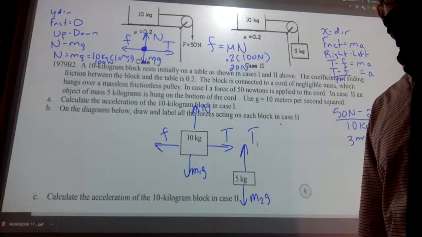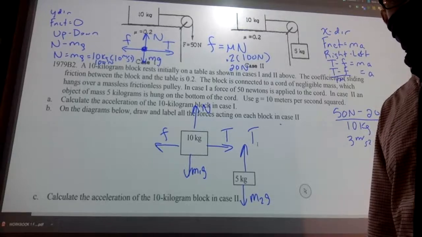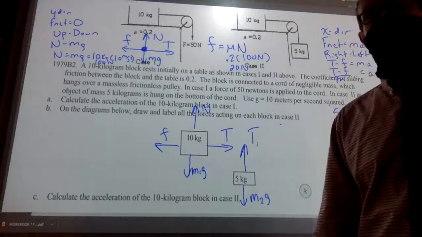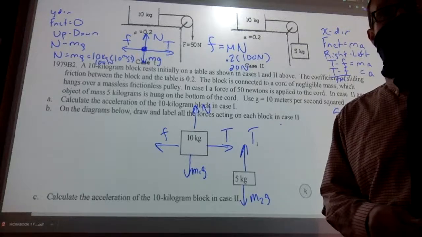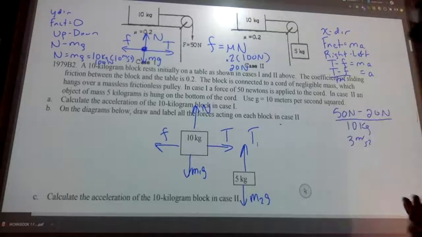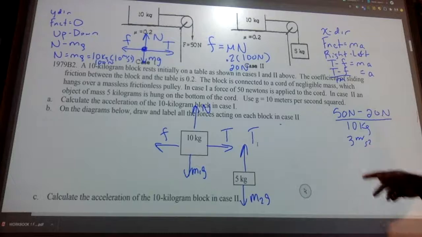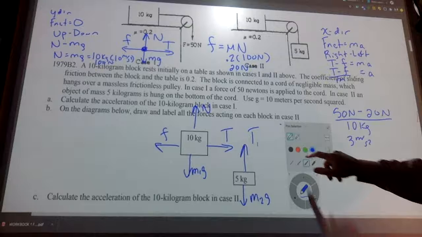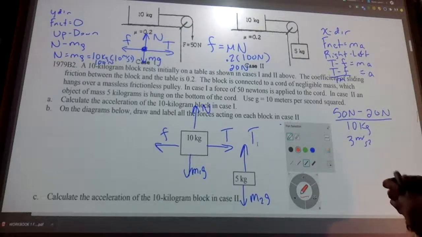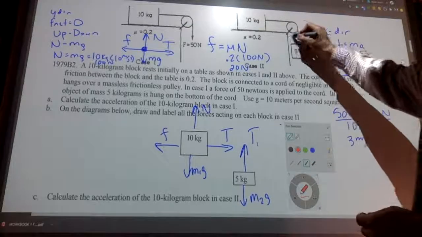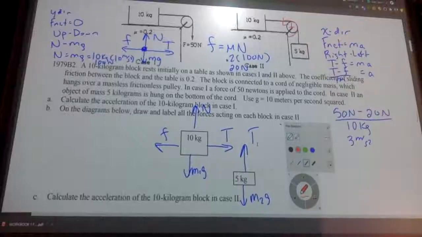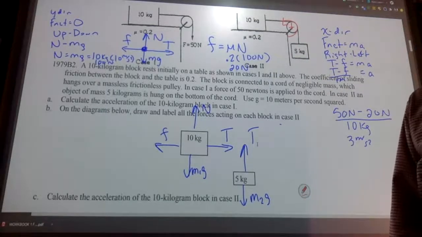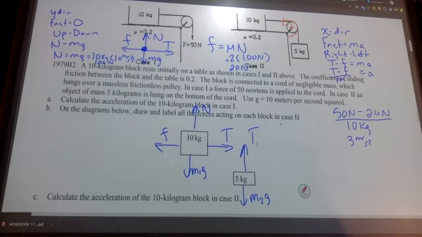Calculate the acceleration of the 10 kilogram block in case 2. All right, so these two things look the same. They look like there's 50 newtons of force that's acting on this 10 kilogram block. So you would think that it's going to be 3. It's not. First off, this is a pulley problem, so I am going to make forces that turn the pulley counterclockwise to be positive. I'm going to start with the 10 kilogram block.